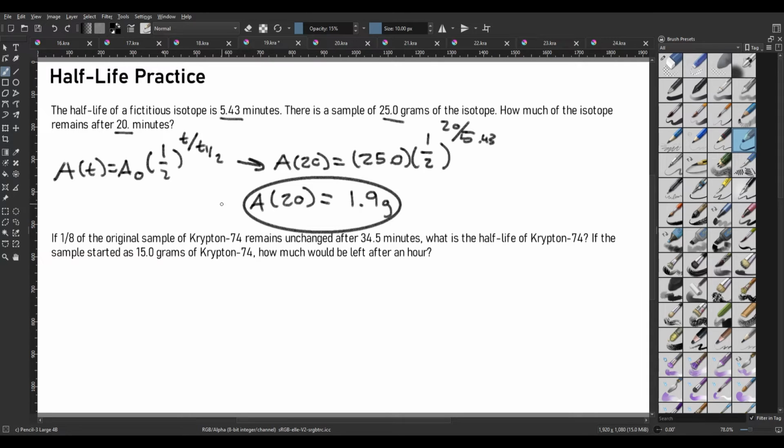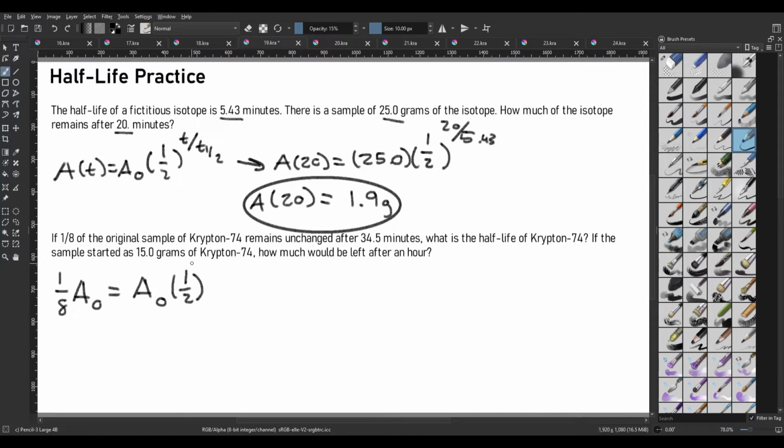So if 1/8 of the original sample of Krypton 74 remains unchanged, what does that mean? So we have 1/8 of the original sample. So that remains unchanged. So we're going to do 1/8 of x. We use our equation. We're going to do 1/8 A naught equal to A naught times 1/2. It remains unchanged after 34.5 minutes. So we don't know the half-life. That's what we're looking for. We know the elapsed time.